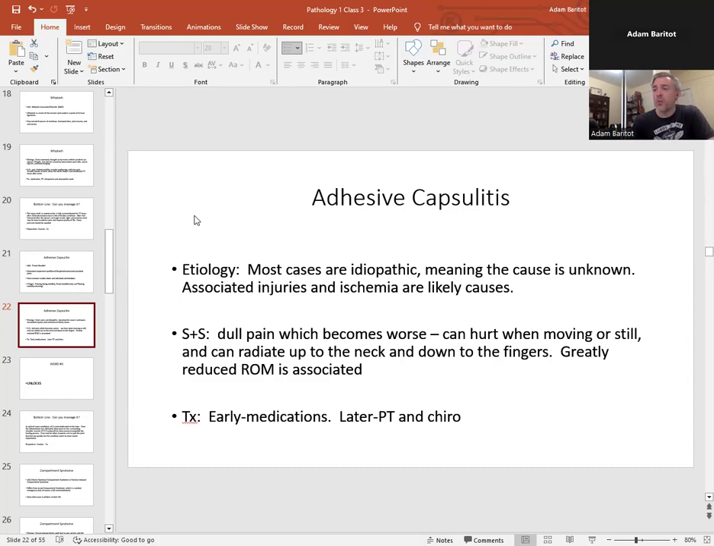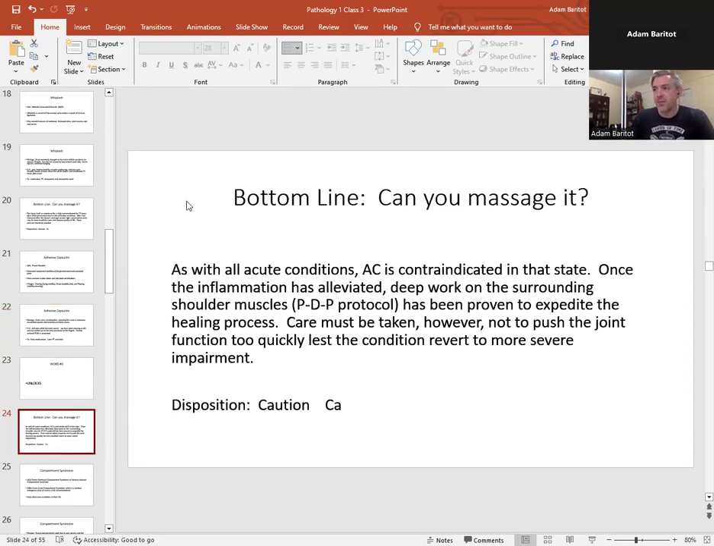Early on in the condition, we advise medications. Later on, physical therapy and chiropractic are advised. So, where does massage fit into this pattern? As with all acute conditions, massage is contraindicated when adhesive capsulitis is acute.